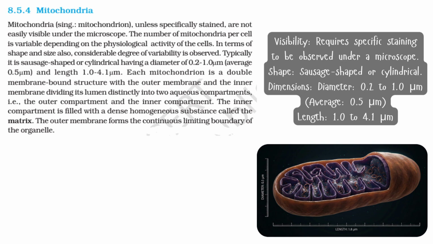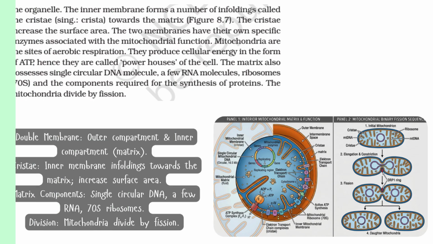Memorize their exact dimensions. They are sausage-shaped or cylindrical, with a diameter of 0.2 to 1.0 micrometers, averaging 0.5, and a length of 1.0 to 4.1 micrometers. These precise numbers are frequent targets for assertion-reason questions. The mitochondrion is double membrane bound.